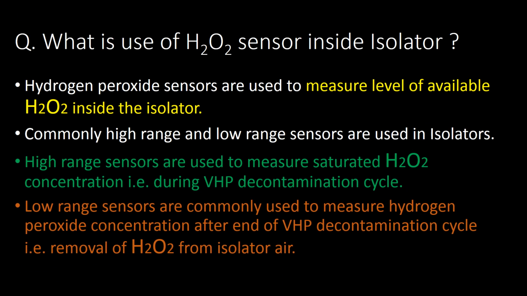What is use of hydrogen peroxide sensor inside isolator? Hydrogen peroxide sensors are used to measure level of available H2O2, that is hydrogen peroxide, inside the isolator. Commonly, high range and low range sensors are used in isolators. High range sensors are used to measure saturated hydrogen peroxide concentration, that is during VHP decontamination cycle, whereas low range sensors are commonly used to measure hydrogen peroxide concentration after end of VHP decontamination cycle, that is removal of hydrogen peroxide from the isolator air.